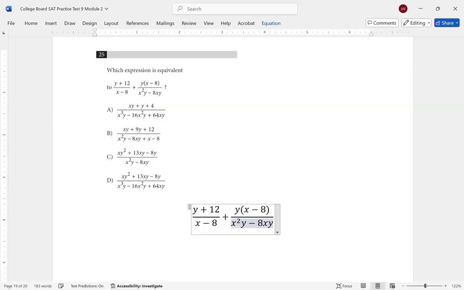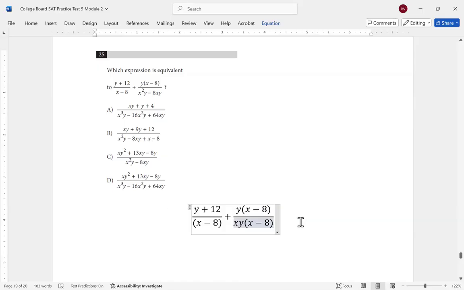There are different ways to do this, but what I like to do is factor the denominators. So I'm going to factor the x minus 8. I've already got that factored. There's no greatest common factor between x and 8 other than 1. And then I'm going to factor this other denominator. Notice that the greatest common factor here is x times y. If I pull out an x times y, I'm left with an x as the first term and a minus 8 as the second term.